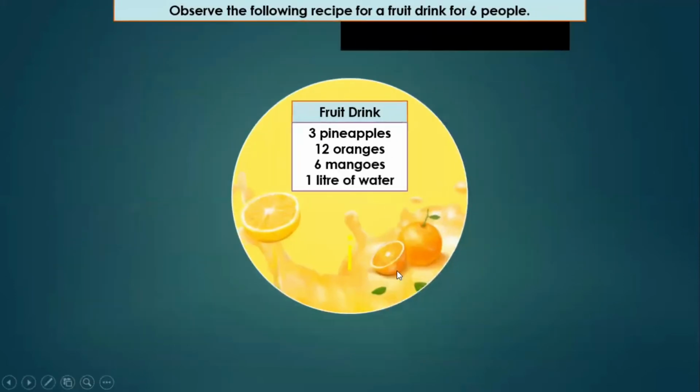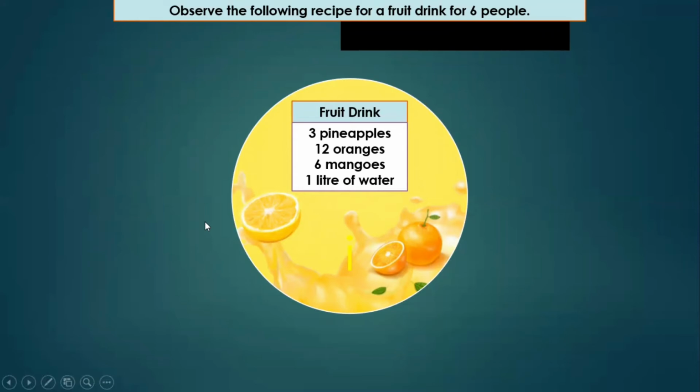Okay, now observe, this is day-to-day life in the kitchen, where we need to know about ratio and proportion. A fruit drink is given for how many people? It is given for 6 people. For making a drink for 6 people, you need 3 pineapples, 12 oranges, 6 mangoes, and 1 liter of water.